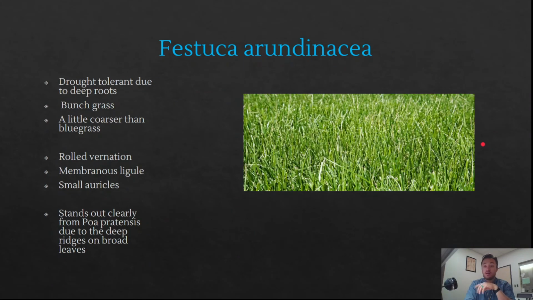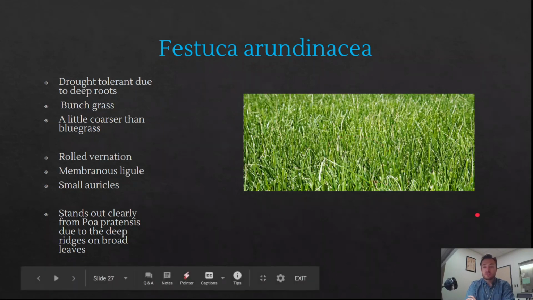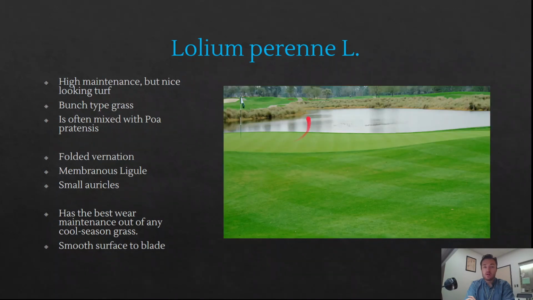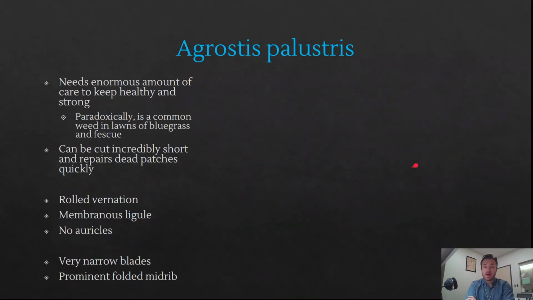This is, shoot, what's its common name? Not rye. I can't remember its common name. Festuca. It is a little bit coarser, but it requires far less water, so it's a better choice for our lawns around here. This is what a lot of people will use for golf greens, lolium. It's a type of ryegrass.